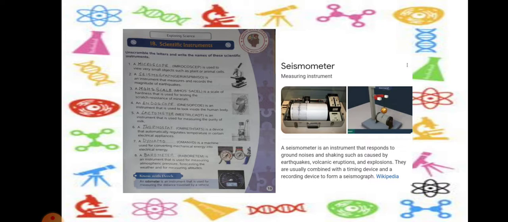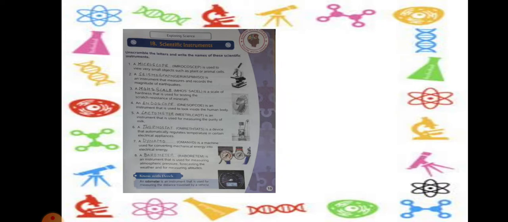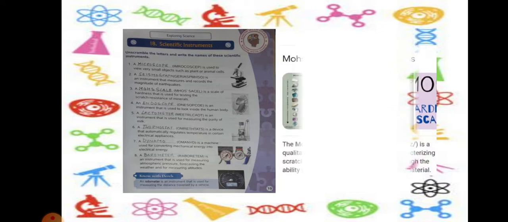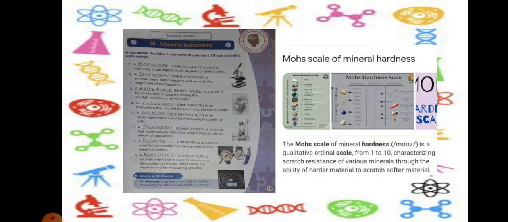Okay, so next one children, a Mohs scale. A Mohs scale is a scale of hardness that is used for testing the scratch resistance of minerals. So here you can see a Mohs scale of mineral hardness. You know, different minerals have different hardness.